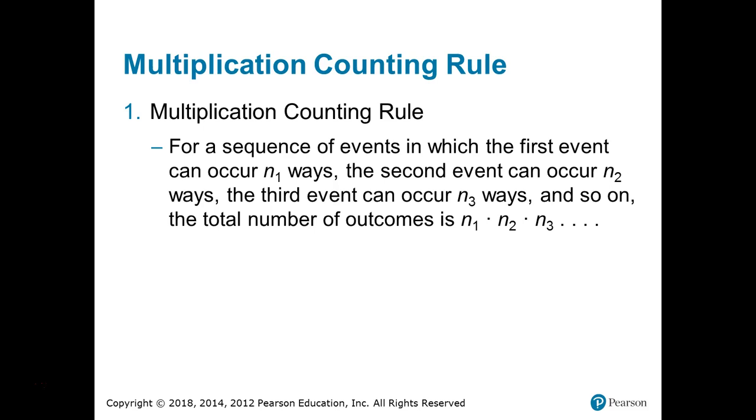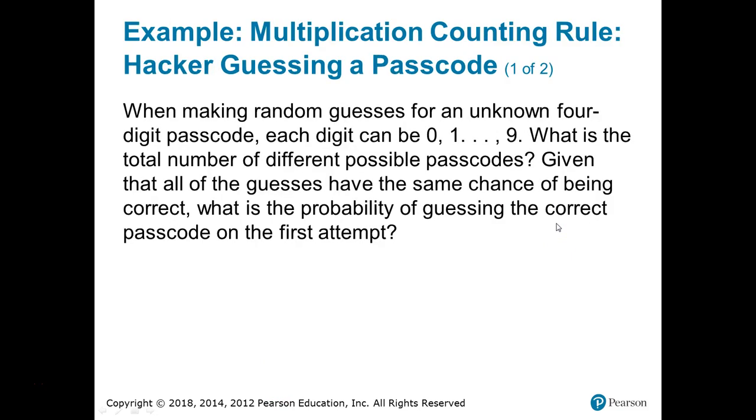Okay, so the multiplication counting rule says, for a sequence of events in which the first can occur in n1 ways, the second can occur in n2 ways, the third in n3 ways, and so on, the number of total outcomes is just going to be all those numbers of ways multiplied by each other: n1 and n2 and n3, going on and on forever. So let's just look at a very quick example.